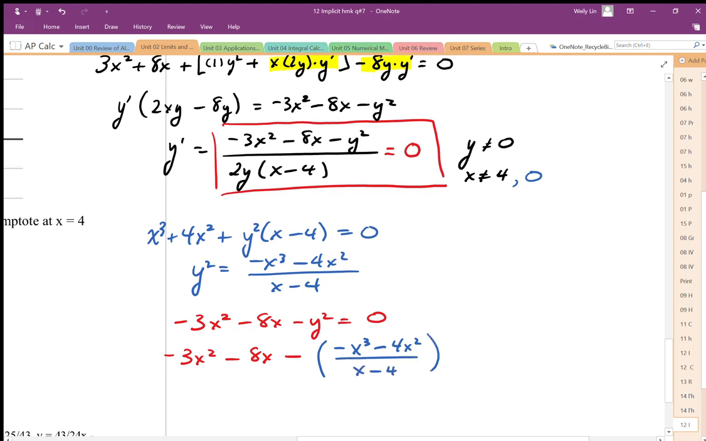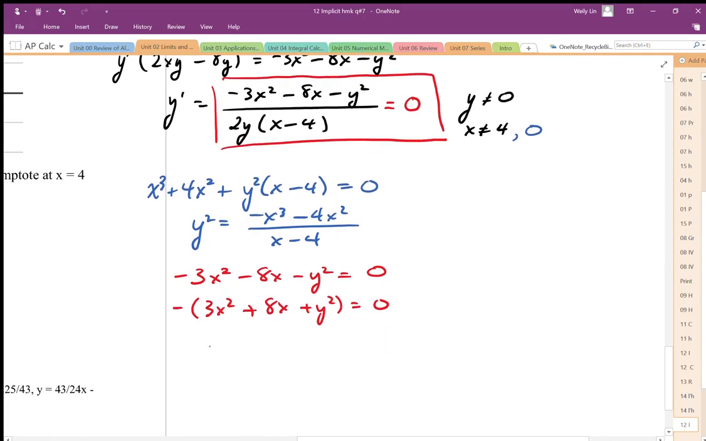Okay, so I have to be kind of careful. In fact, there's a bunch of negatives in here, so I think I might just simplify things a little bit. So I'm going to factor out that negative, that way I don't have to deal with the negatives, because if the negative is equal to 0, then the positive is equal to 0. So then it might be a little bit easier. That way I don't have to keep track of a whole bunch of negatives. I'm going to now substitute in plus negative x cubed minus 4x squared over x minus 4. And that's equal to 0.